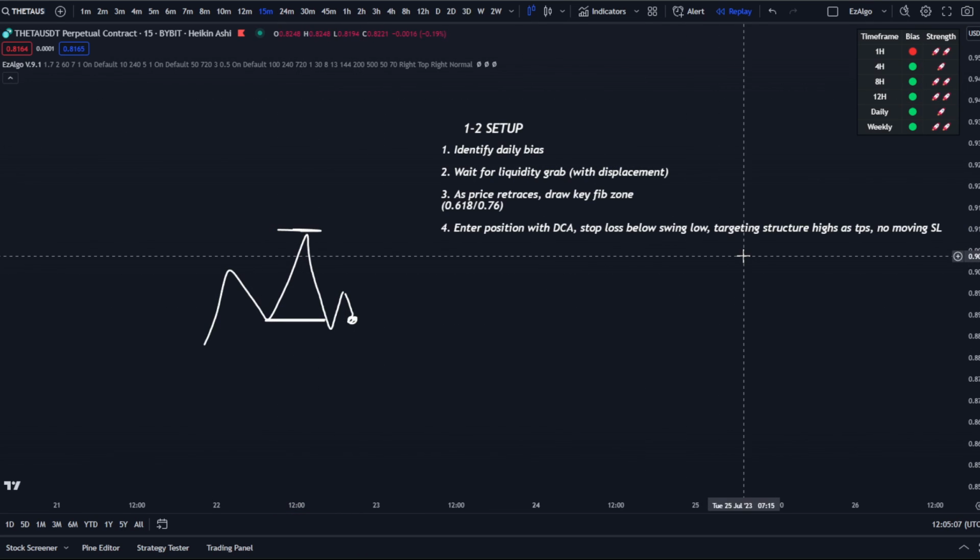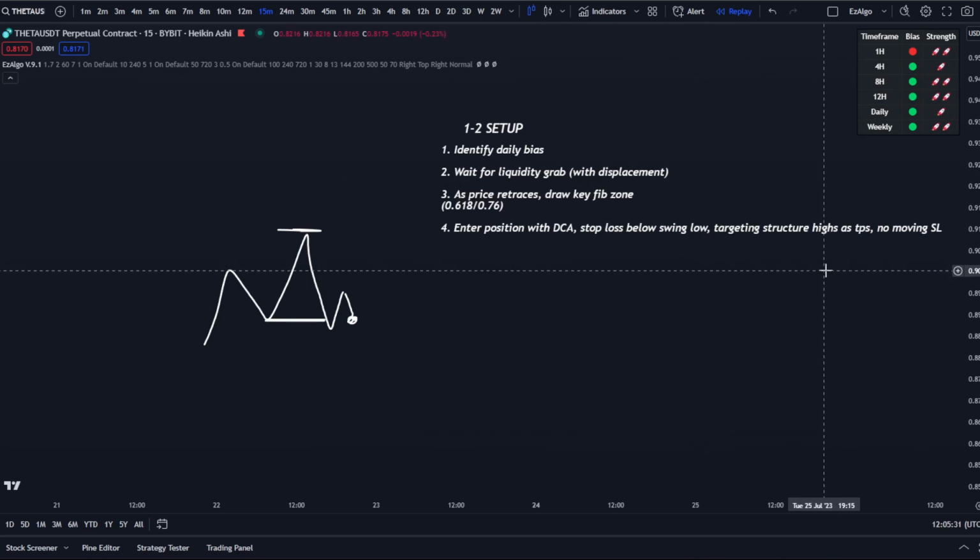All right, and rule number 4, we're going to enter the position using the DCA method, dollar cost average. One limit at the 0.618, the second limit at the 0.76. You're going to enter the long position, stop loss below the swing low, targeting the structure highs as take profits. In this strategy, we're not going to be doing any moving stop loss to break even. If it hits our stop loss, then this whole setup is invalidated, so it doesn't matter anyway. So we want to target those structure highs as our take profit.